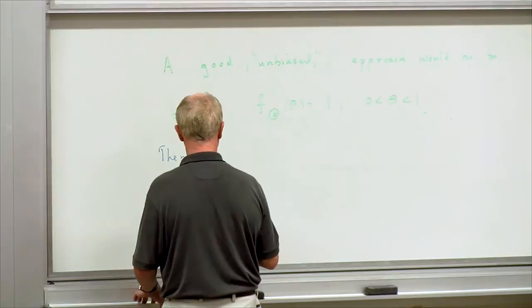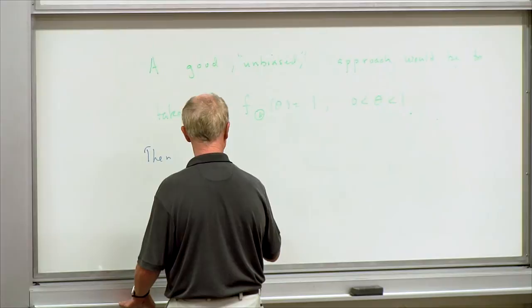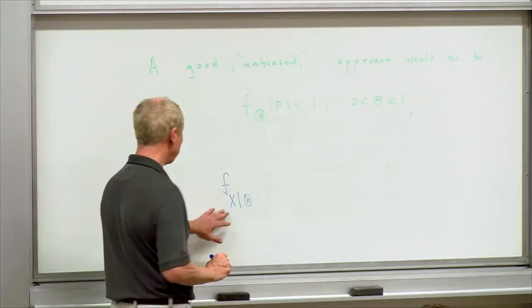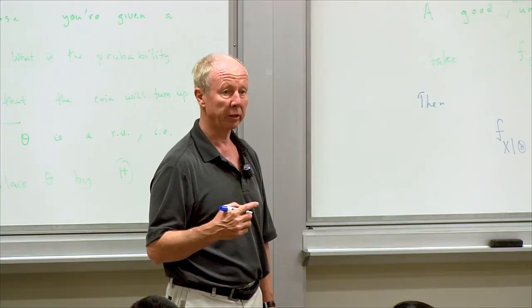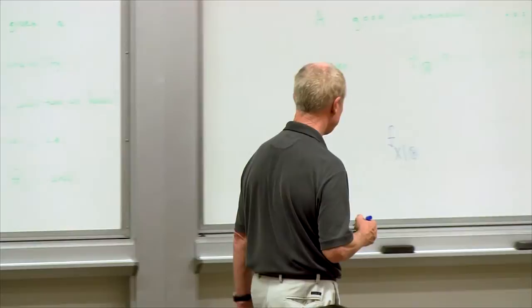Then, the density for x given theta, where x is the outcome of a coin toss. So how do we encode outcomes of coin tosses? We let capital X be 1 if the coin comes up heads and 0 if it comes up tails. Or in other words, it's going to be a Bernoulli random variable with probability of success theta.